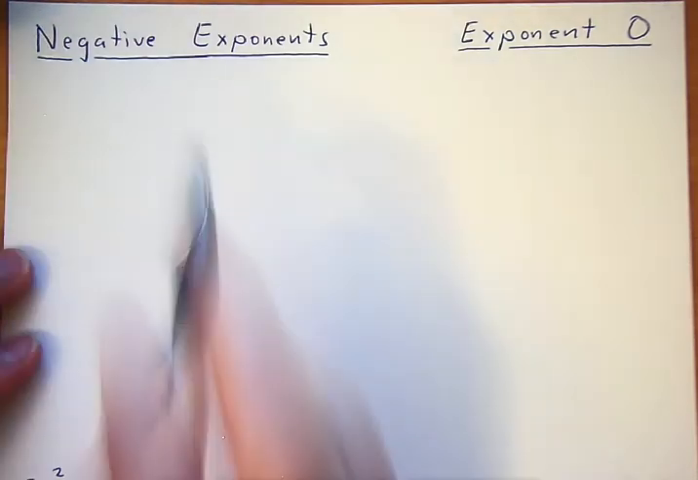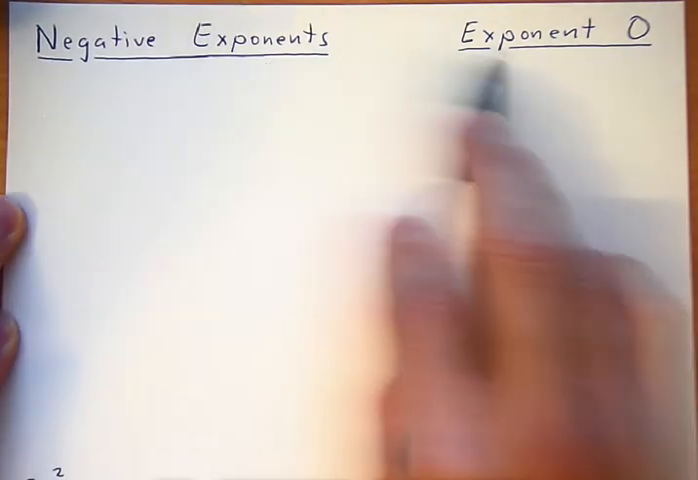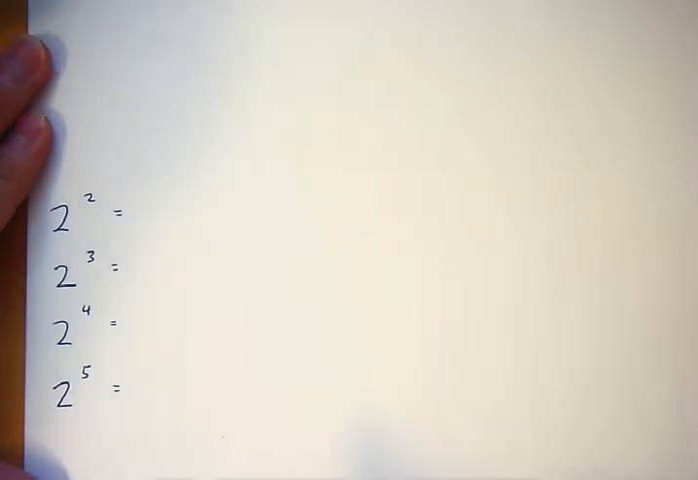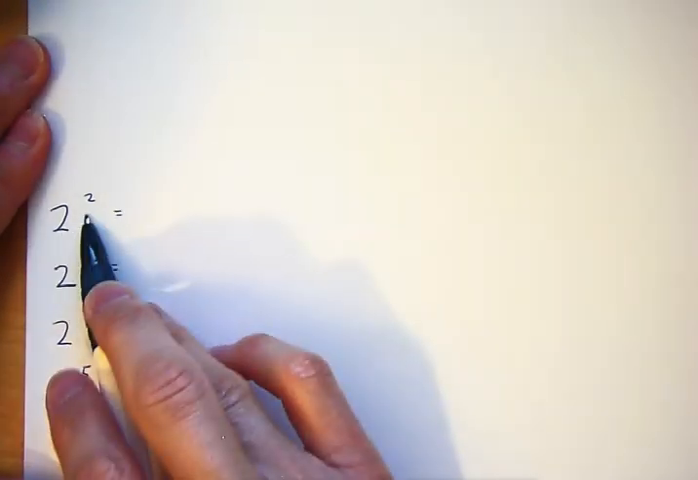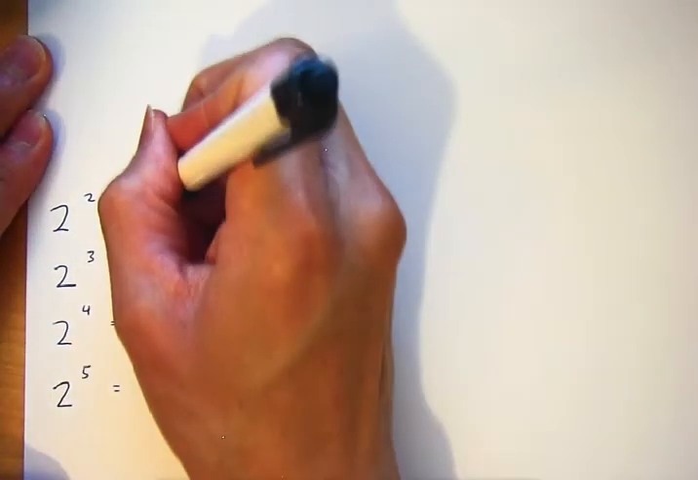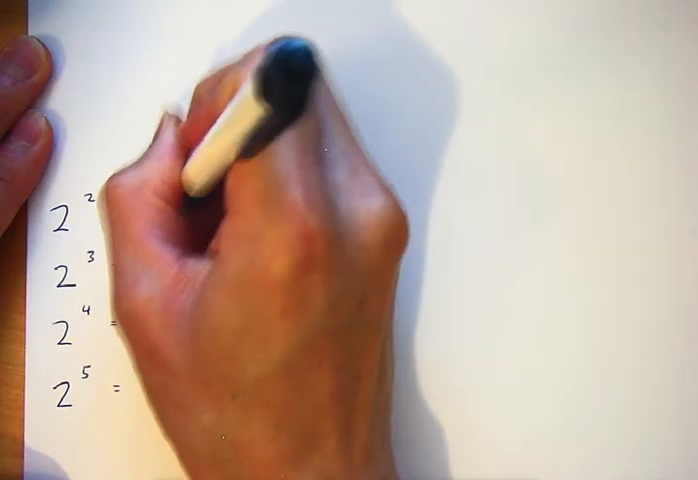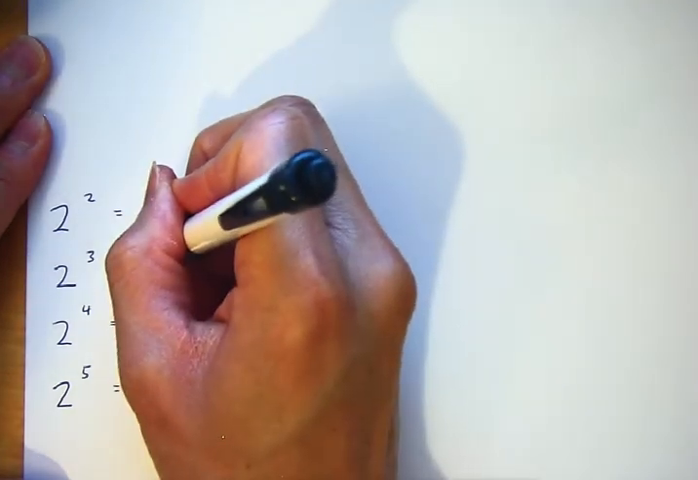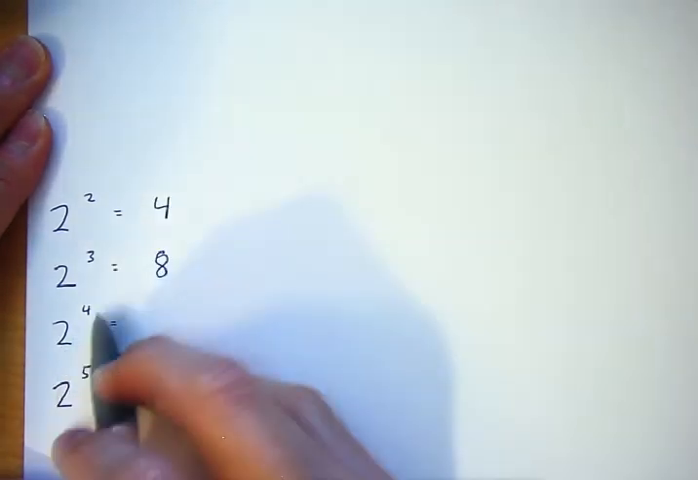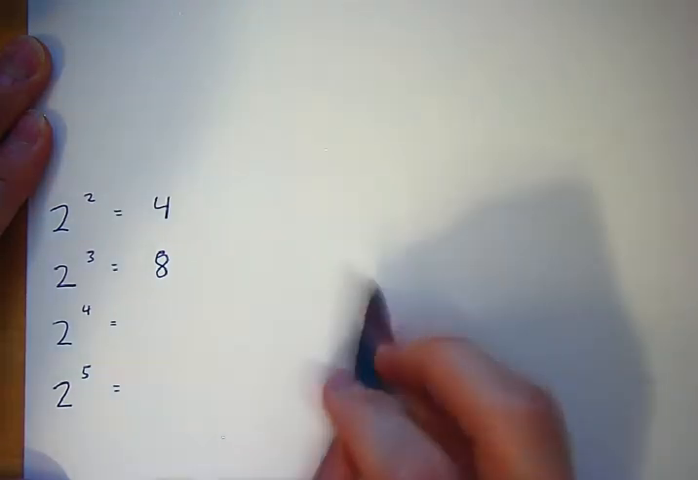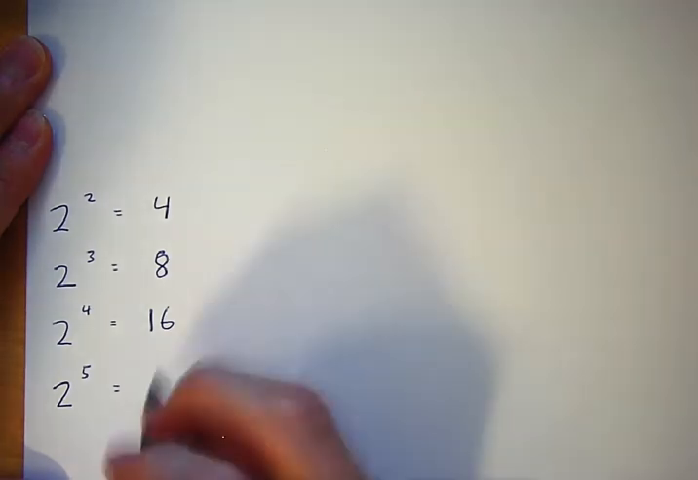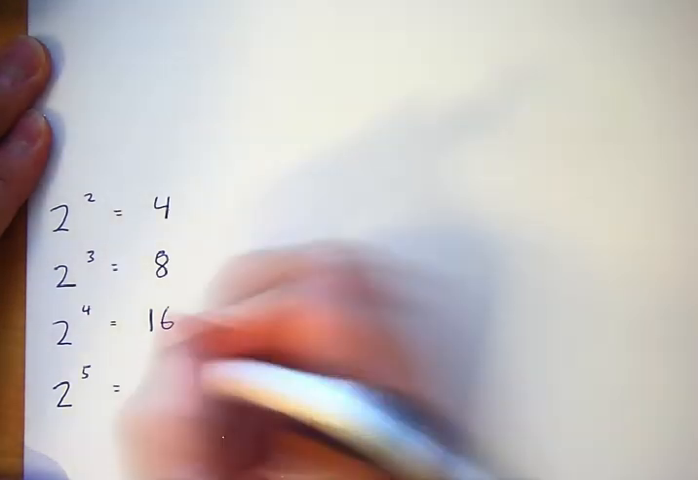This video is on negative exponents and an exponent of 0. Okay, so let's look at this for a second. So 2 squared is 2 times 2, which is of course 4. 2 to the third, 2 times 2 times 2 is 8. 2 to the fourth power, 2 times 2 times 2 times 2, 16. And 2 times 2 times 2 times 2 times 2, 32.